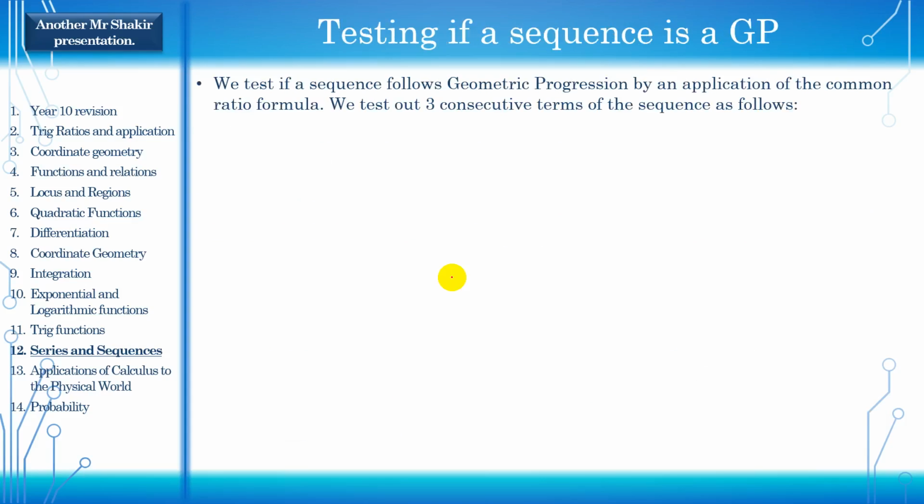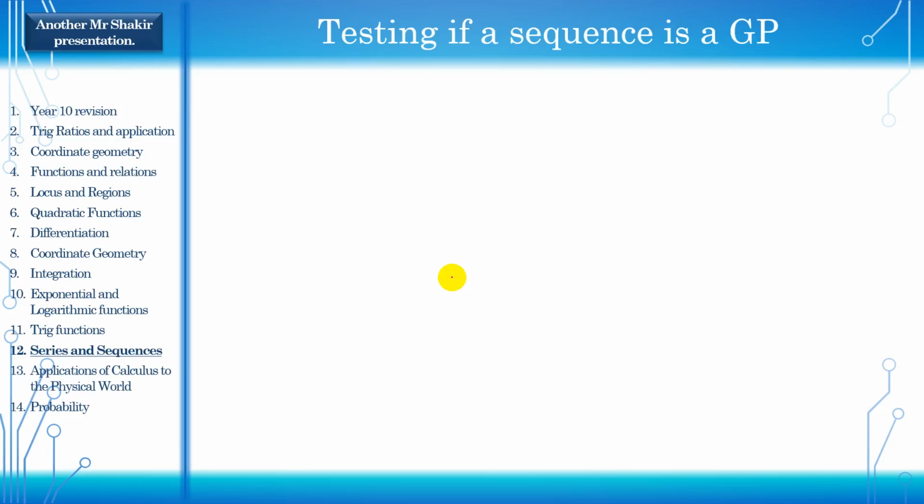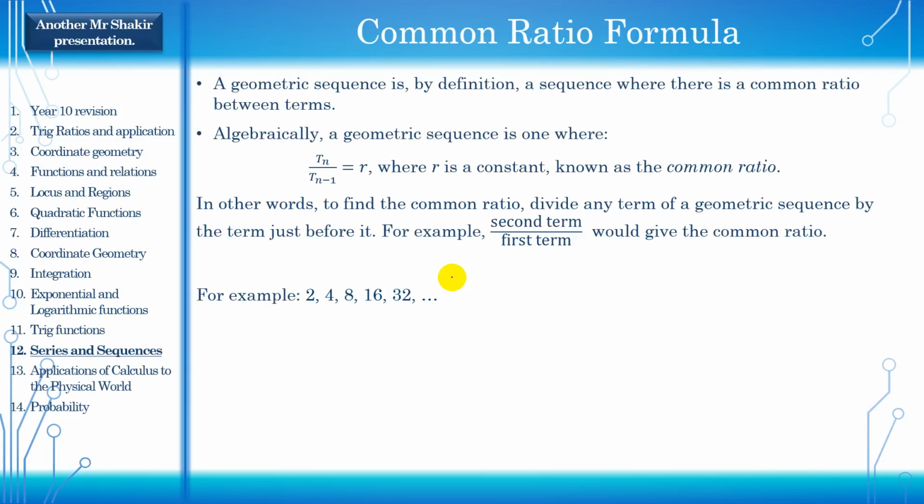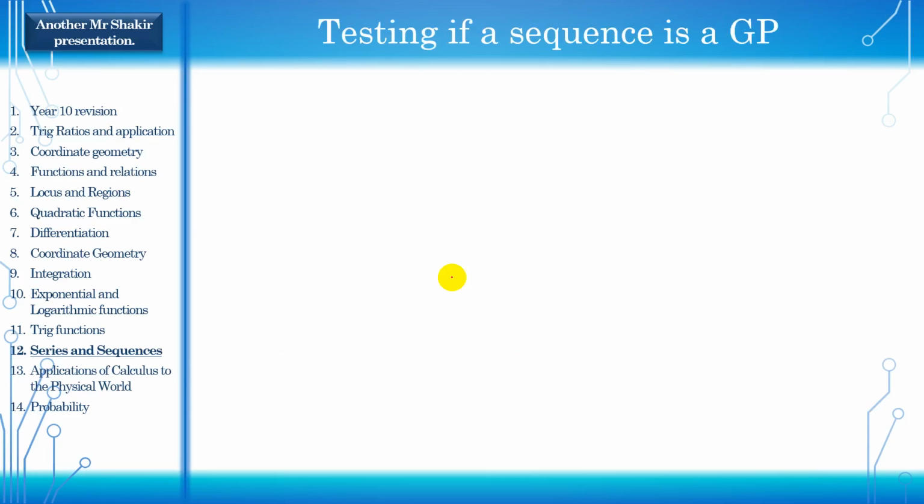Alright, so testing if a sequence is a GP. This is slightly different, but how do we test if a sequence is a GP? Like over here, we knew the sequence was a GP, and we were finding the common ratio, right? In that example there, 2, 4, 8, 16, 32, we're told that that sequence is a GP. But what about if we don't know?